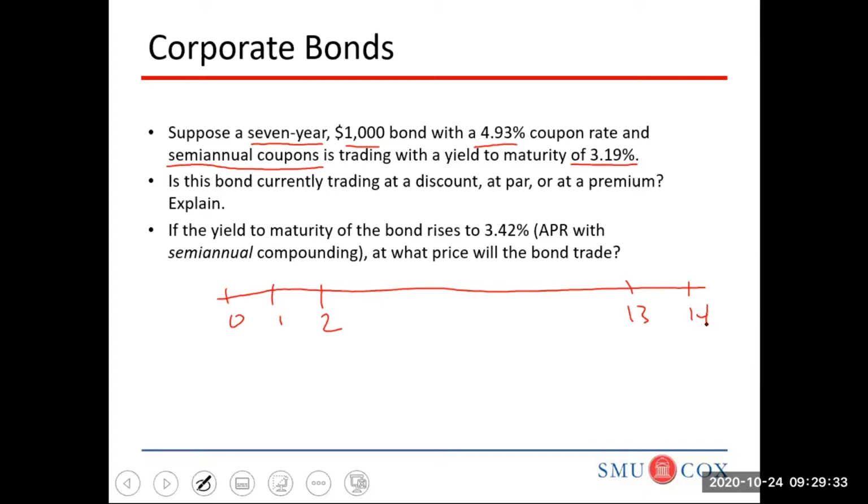Can anybody suggest that? 24.65. Thank you. And that continues every period. And what's the last payment in period 14? 1,024.65. Yeah, good.